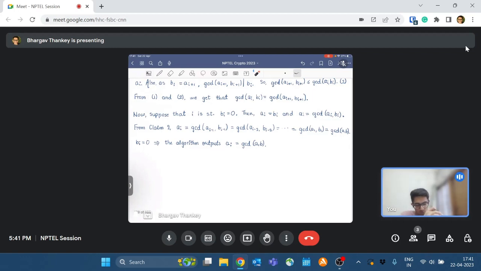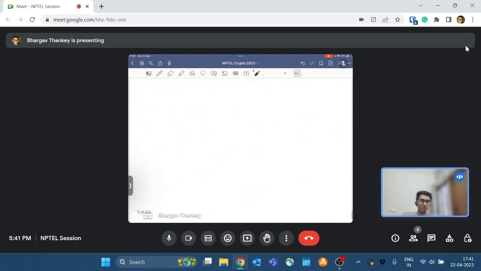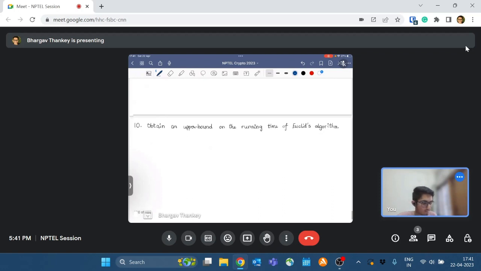Now, in the proof of claim 1, we saw that the algorithm terminates within A iterations of the while loop. What we'll do in the next problem is improve this upper bound. That is, we'll improve an upper bound on the running time of Euclid's algorithm, better than A.